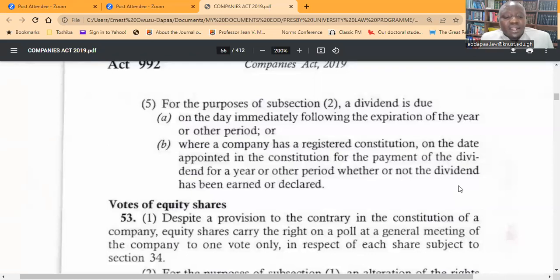And that is why 52(5)(b) is also telling us that, quite apart from the dividend becoming due a day after the end of, let's say, the financial year, it may well be that the company in its own constitution has also prescribed certain times for payment of dividends. And where that is the case, upon arrival of that specified date, the company owes the preference shareholder the dividend. And so long as it has not paid the preference shareholder the dividend, then he has the right to attend and vote on the four instances that we saw, including where you are removing an auditor and so on.